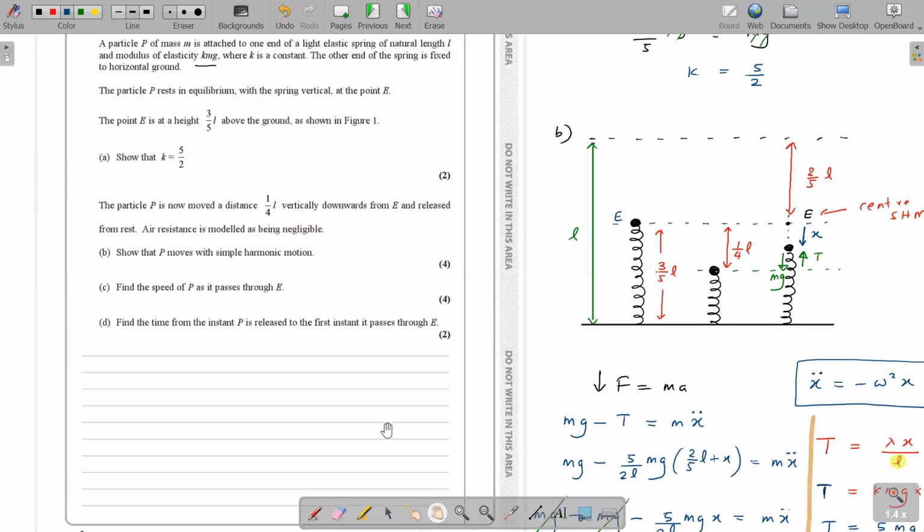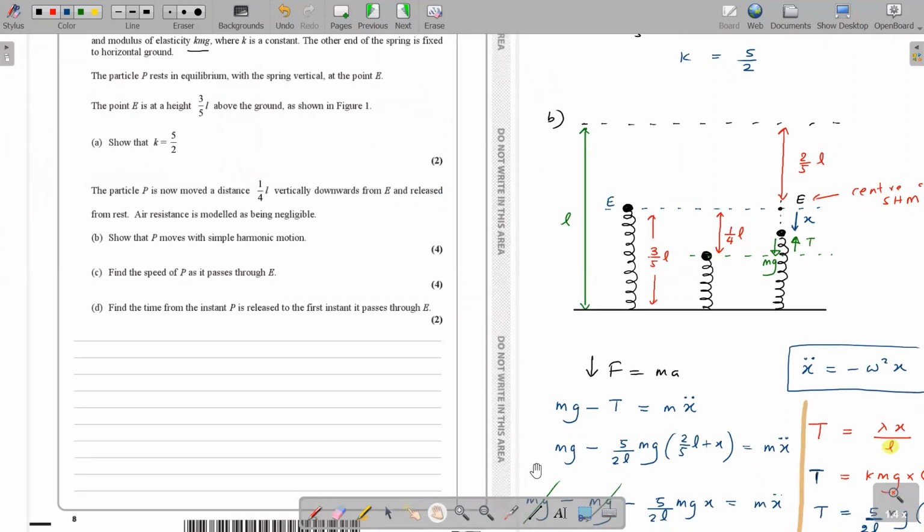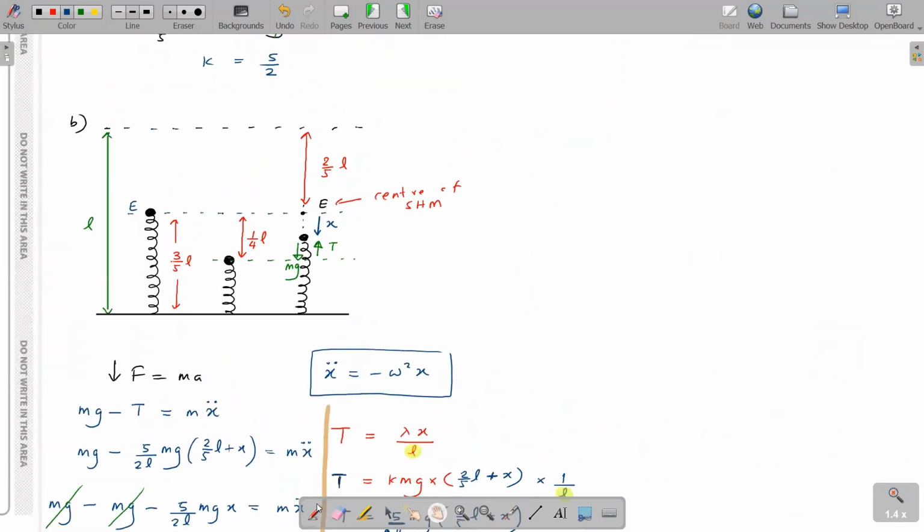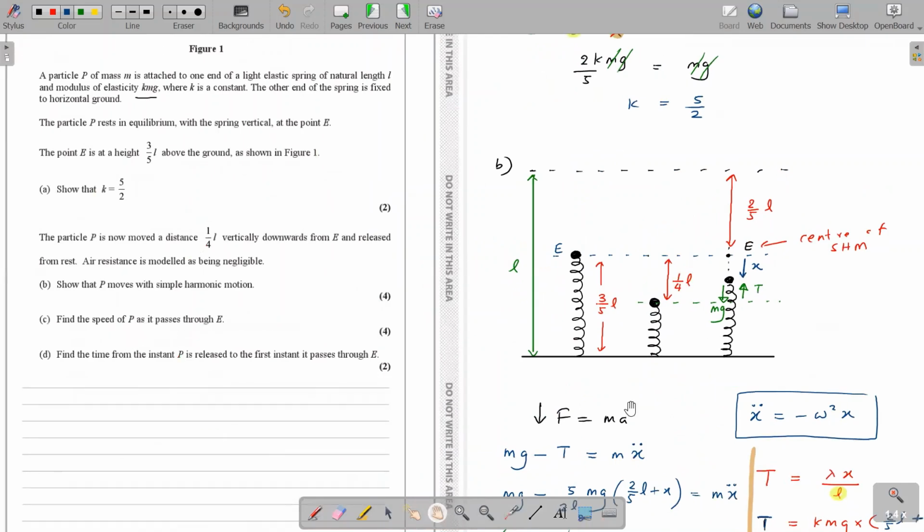Sorry, part C. Find the speed of P as it passes through E. So you have to find the speed of the particle when it passes through E. This is not as complicated as the other part, because if you understand what's going on here, you know E is the center of your SHM. So if E is the center of your SHM, you know in simple harmonic motion, the maximum velocity, V max, occurs at the center. So when you are trying to find the speed of the particle at point E, find the speed of P as it passes through E.